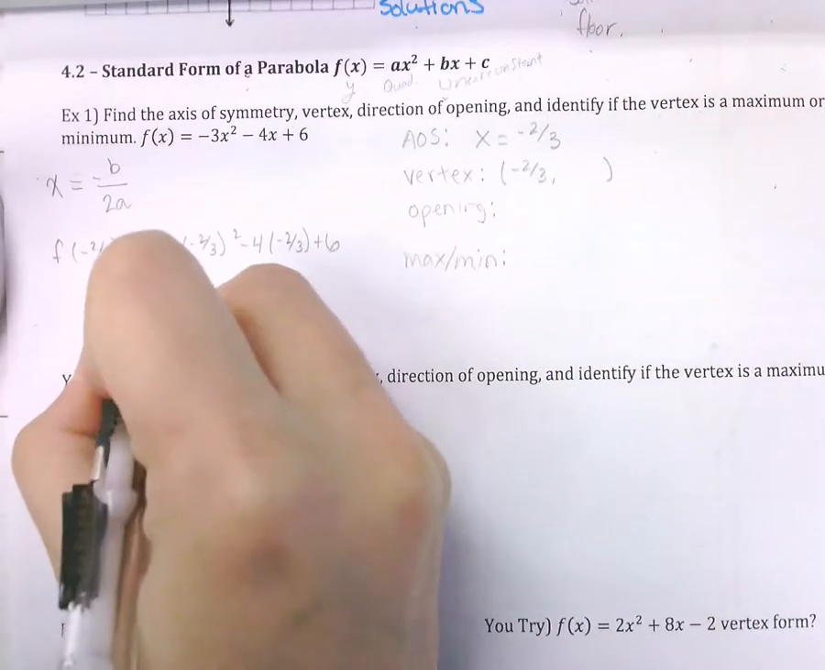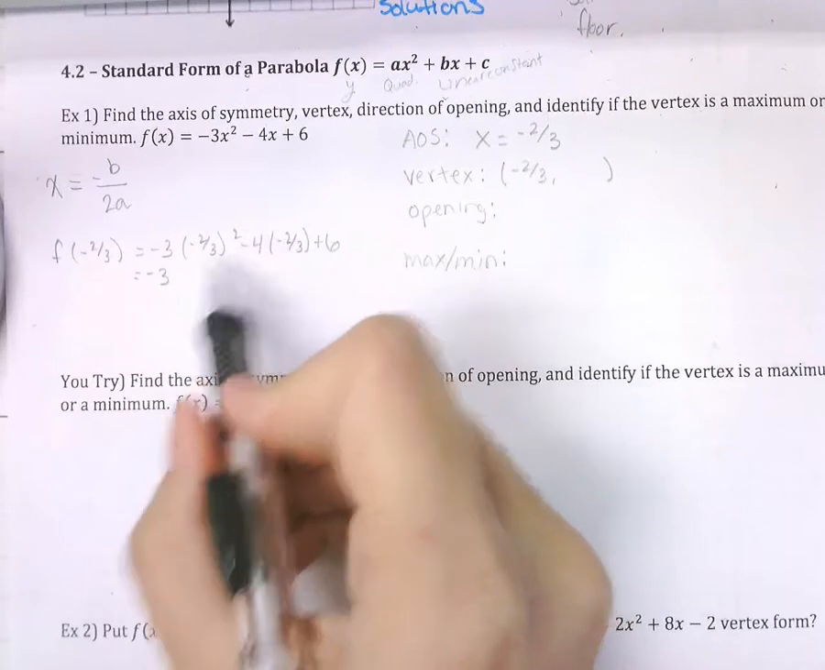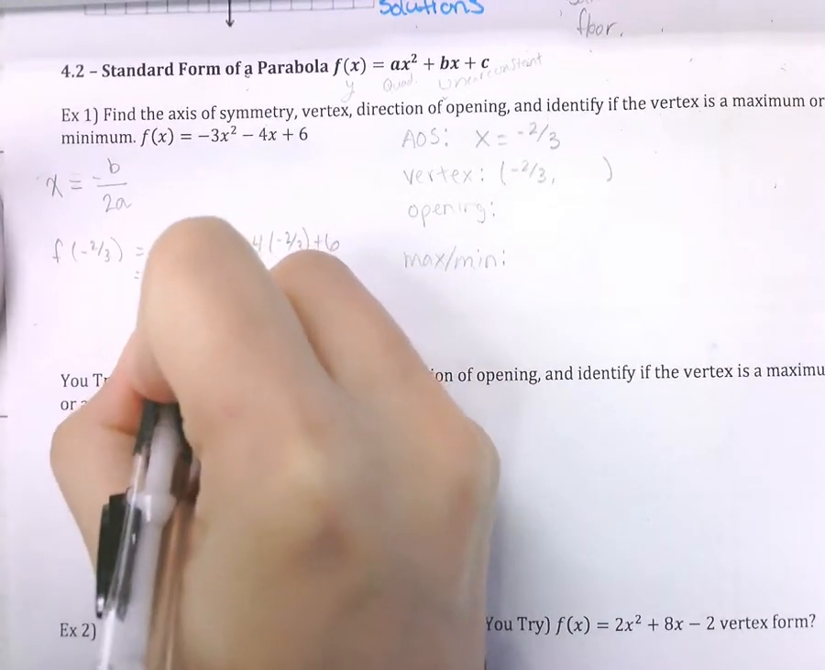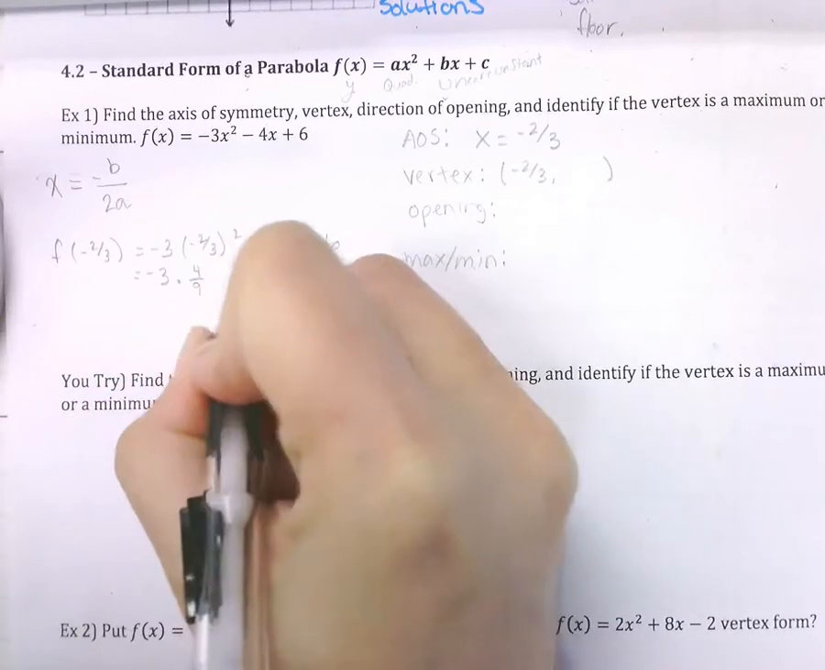All right, when you do this, you want to make sure that you are doing the squaring part first. So when you square negative 2/3, you should get 4/9.